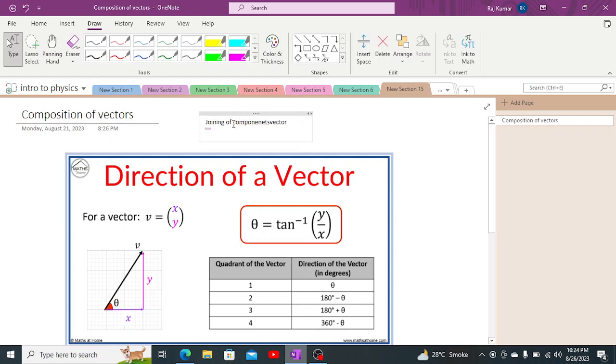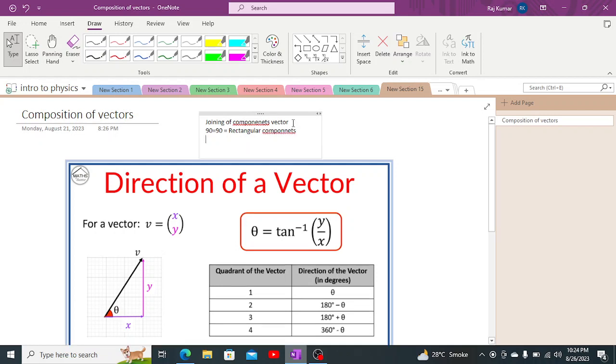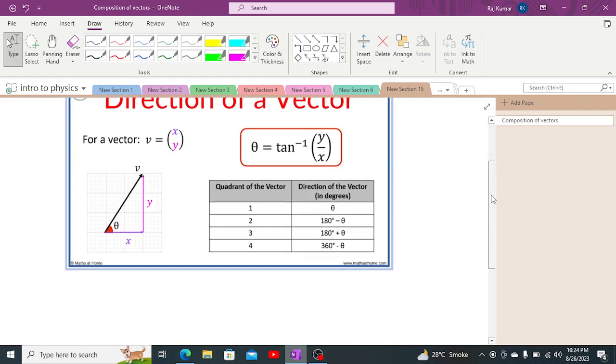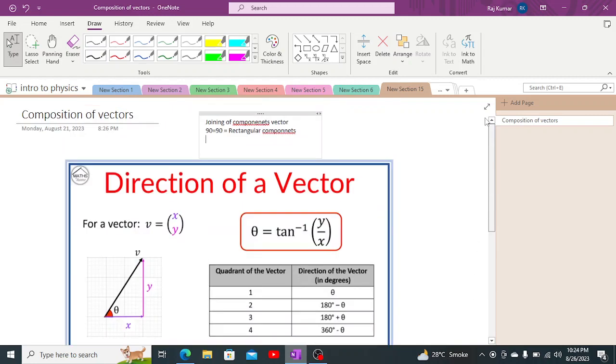Suppose there are two components of a vector which are joined together at 90 degrees. It forms a rectangular component of a vector. Now we are going to utilize rectangular components to identify the formula for calculating the total magnitude of the vectors.